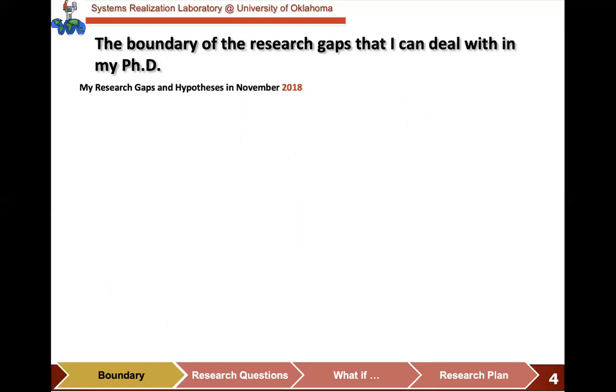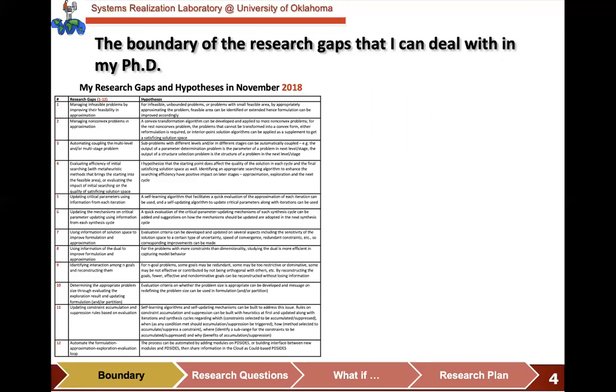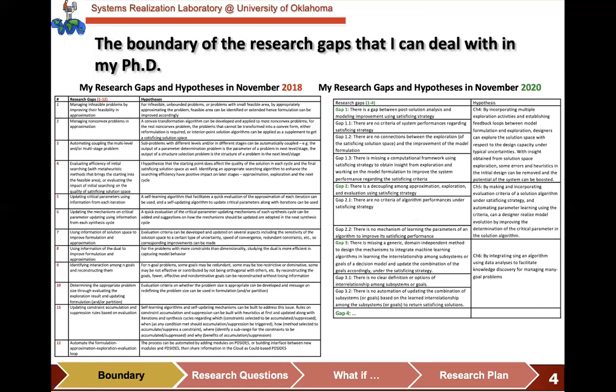For example, on the left-hand side are the research gaps I identified in 2018. There are 12 of them. But on the right-hand side, I reduced them into 4. That's 2020. And for each research gap, I identify some sub-gaps. And these are enough for a PhD. I don't have to fill in all the research gaps I identified at first.